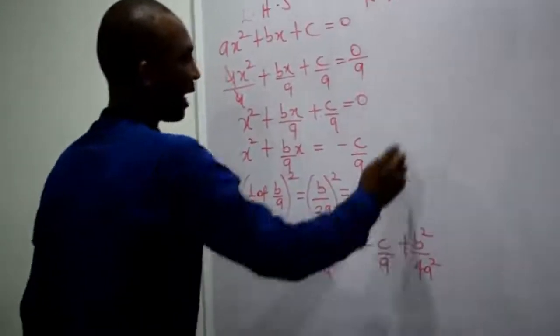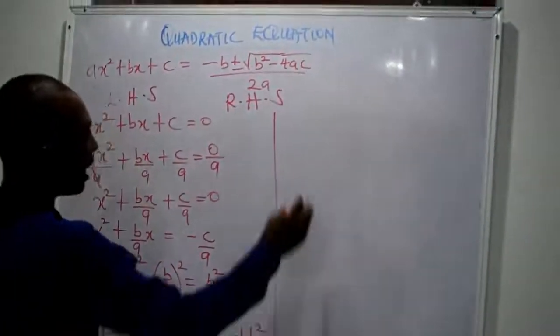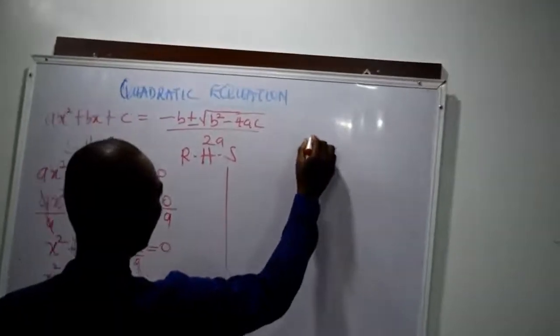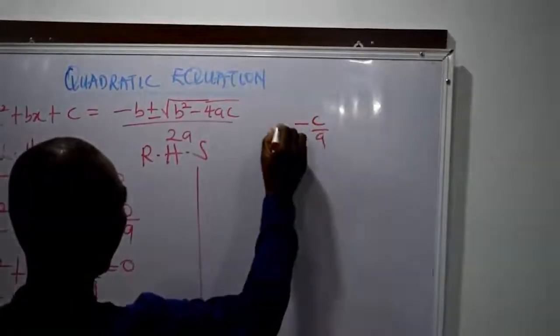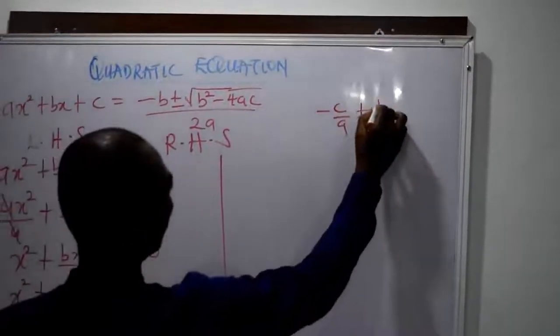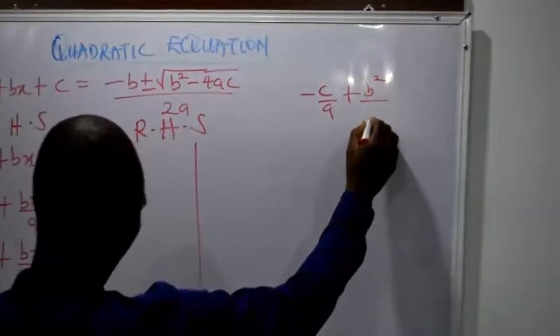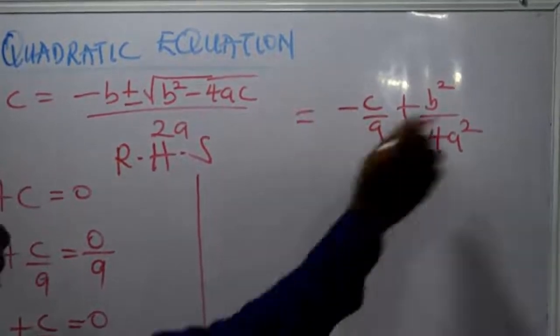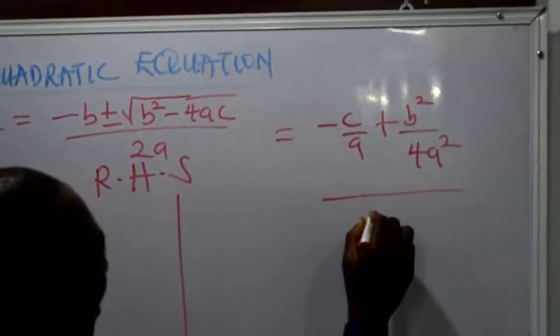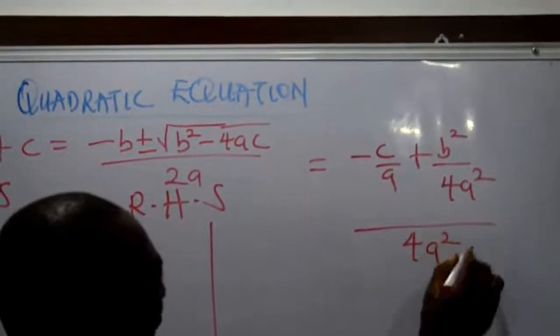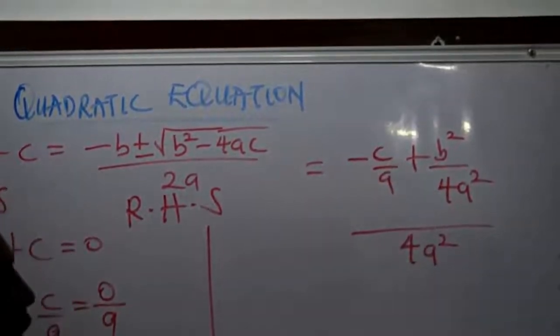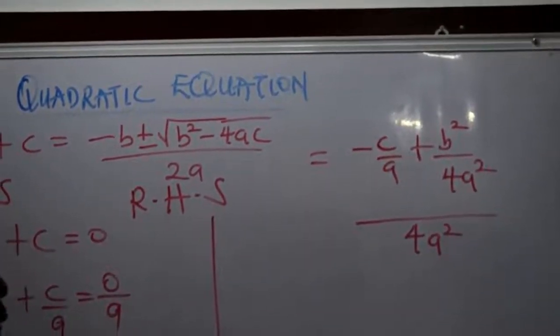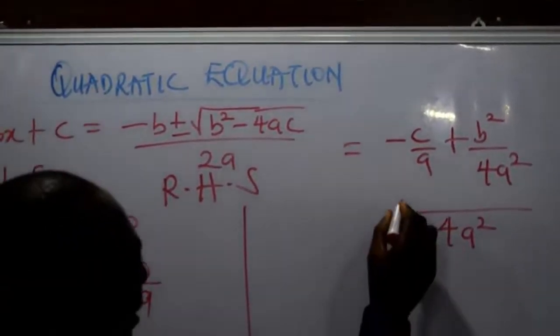So let's find the right hand side. From the right hand side, let us continue from here, which is minus c over a plus b squared over 4a squared. So the LCM of this is 4a squared. How many a can we see in this? Good, you said 4a. So let's take this. That becomes what?